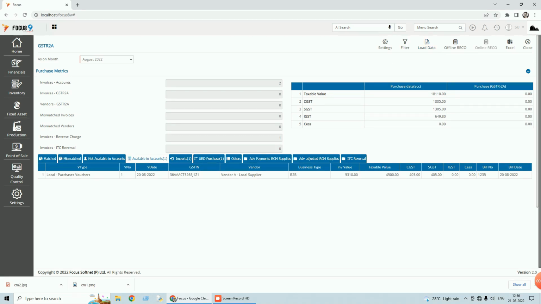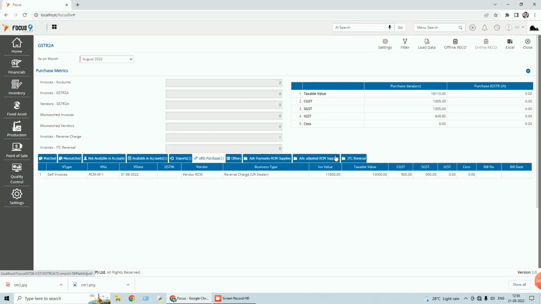Now you see here I am getting available in accounts 1. Import purchases, this is 1. I have one RCM purchases. This is my local purchases, this is my import purchases, this is my URD purchases. This is how you get the data. This data you can take it to Excel. You have an Excel option here. So this is how you can check here.